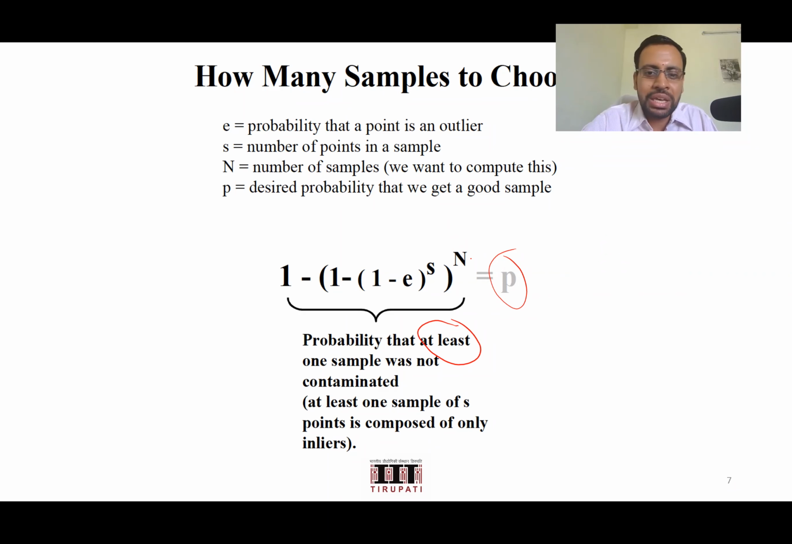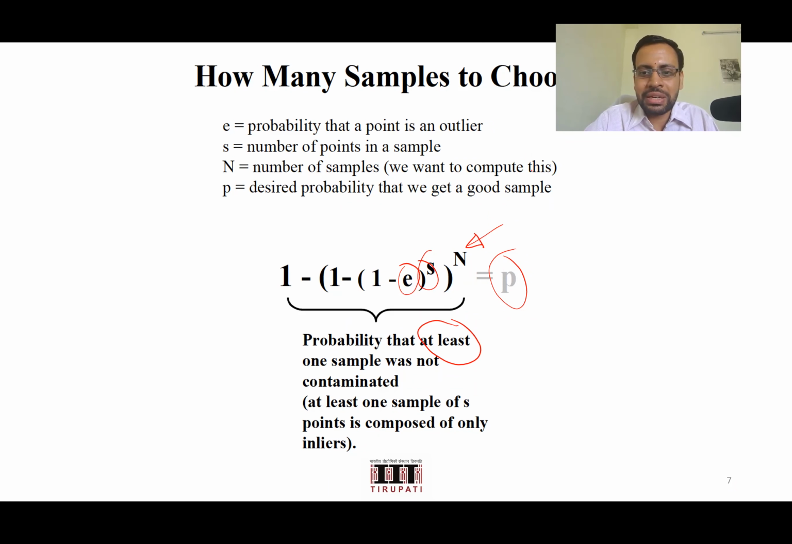E is telling you, for example, the probability that a point is an outlier. This information comes from your experimentation, where you could say, well, I should not be having more than 50% outliers. That cannot be determined from here, but rather comes from the information of how good your samples are. And S is anyway fixed. So the only thing that's remaining here is N. So how do you compute N here?